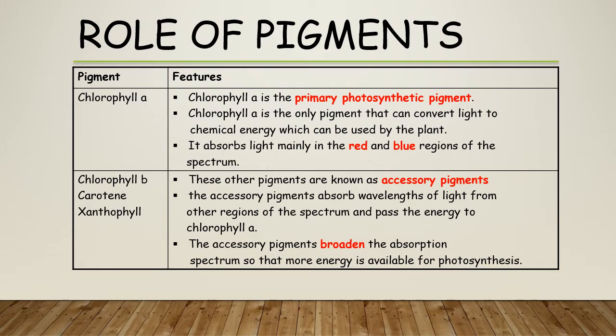In terms of those individual roles, chlorophyll A is the primary photosynthetic pigment. It's the only one that can convert light energy into chemical energy. It absorbs light in the red and blue regions of the spectrum, and that's why we've talked about it as the sole pigment previously. But as I've just said, chlorophyll B, carotene and xanthophyll are accessory pigments. They absorb different wavelengths of light that chlorophyll A can't, and then pass the energy on to chlorophyll A, thus broadening the absorption spectrum and allowing more energy to be available for photosynthesis.